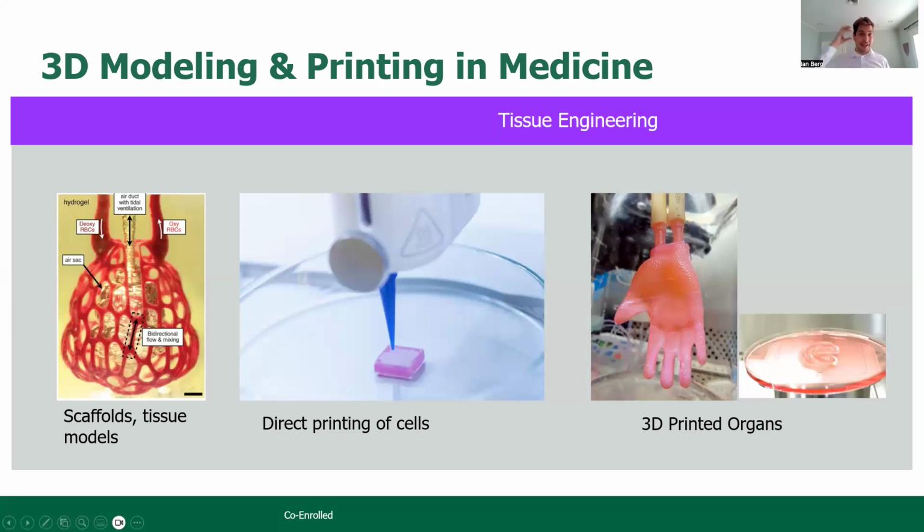Like an ear that can have at least kind of like the basic skin layer and aesthetic function of an ear and get implanted onto a patient. That'd be very hard to do without 3D printing.